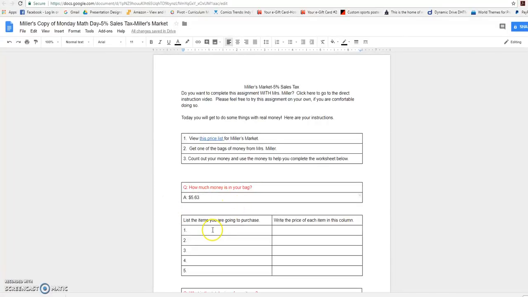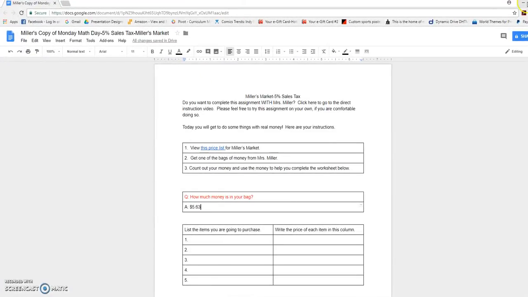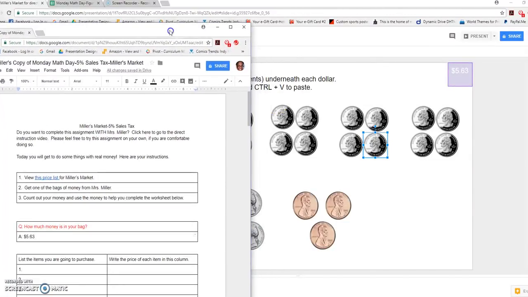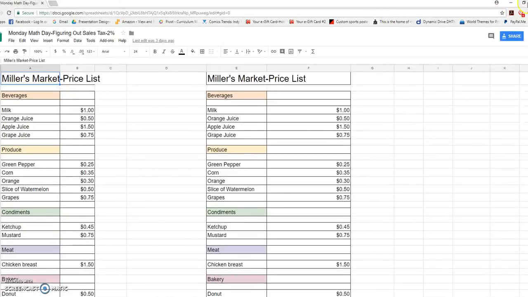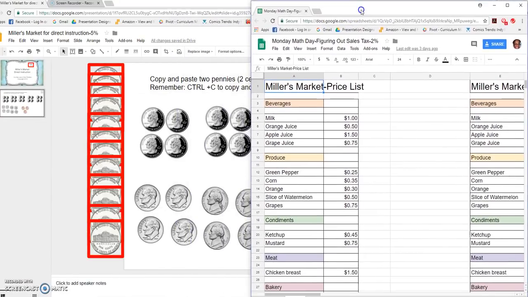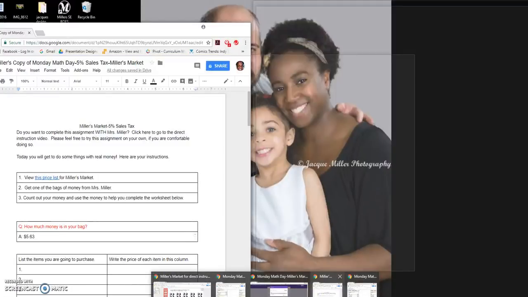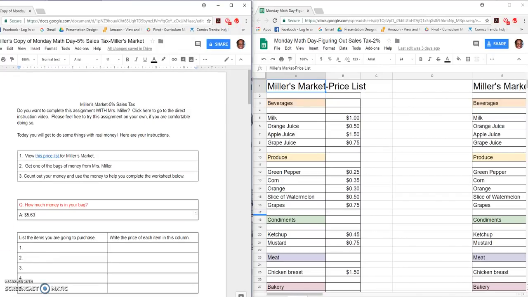The next thing I'm going to do is list the items that I'm going to purchase. Since I don't have a paper copy of the menu in front of me, I'm going to do the split screen that I've told you all about. So I'm going to drag this down, minimize it over here and bring it over. And then I'm going to drag this down and bring it over here and minimize it. And then the other one is down here at the bottom. There we go. Now I have my split screen and I don't have to keep clicking back and forth.